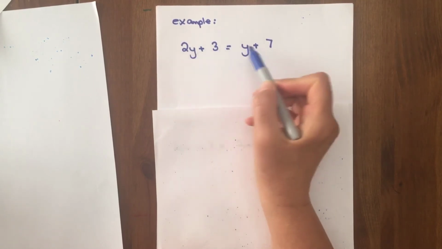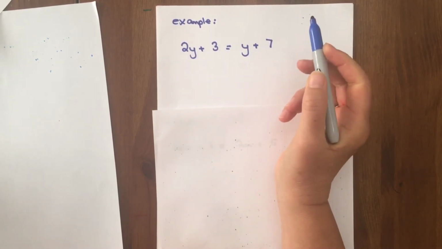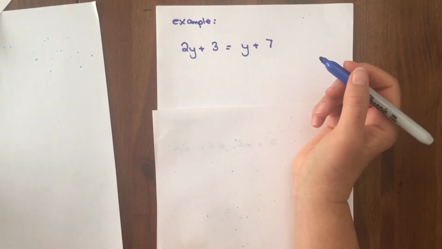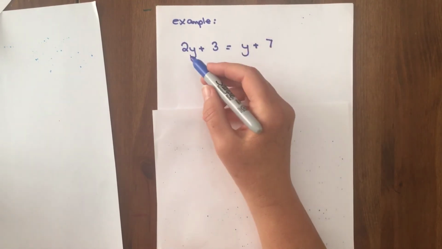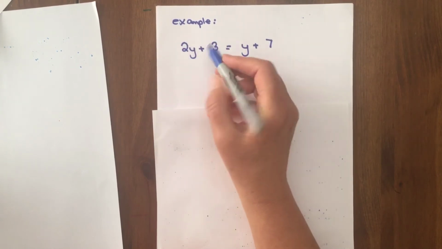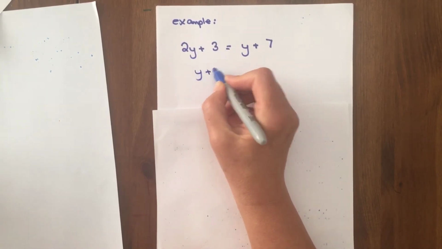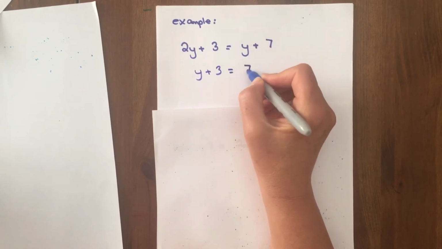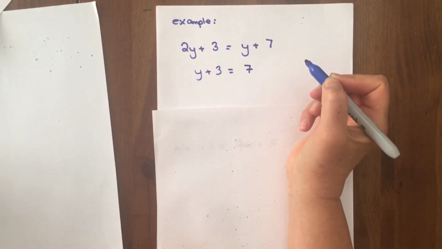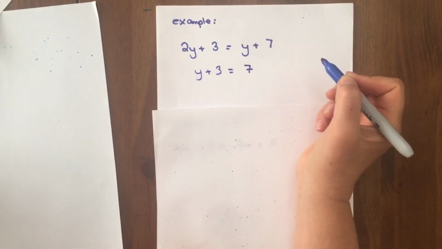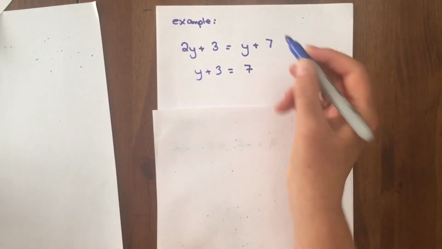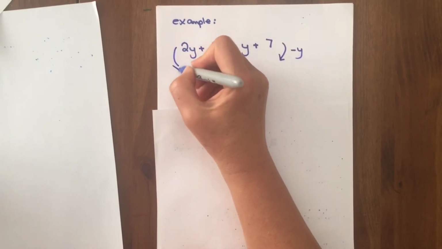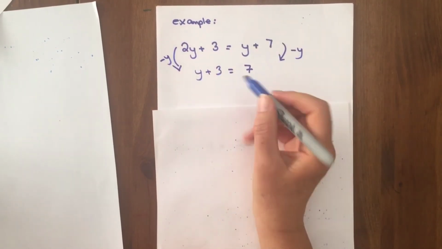Well, I could take 1 box away from both sides, or in this case, 1 y away from both sides. So if I take away 1 y from this side, I'll have y plus 3. And if I take away 1 y from this side, I have 7. Now what can I do to both sides of the equation? So what I did here, I took away y from both sides of the equation.